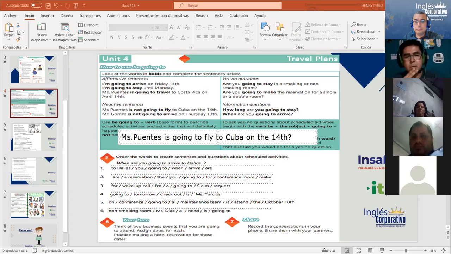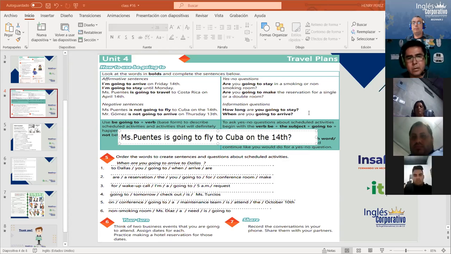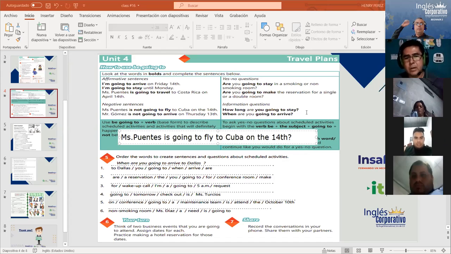Okay. Information questions. I can't read it. Okay. Excuse me. How long are you going to stay? Very good. How long are you going to stay? Utilizando el how, ¿por qué? Utilizamos el how, when, why, ¿se acuerda? Para pedir más información. Information questions. Continue, Johnny. When are you going to arrive? Very good. ¿Cuándo vas a llegar?